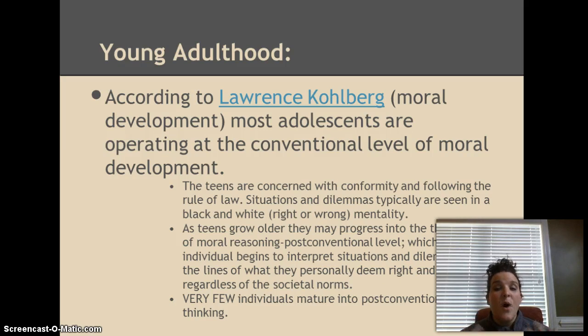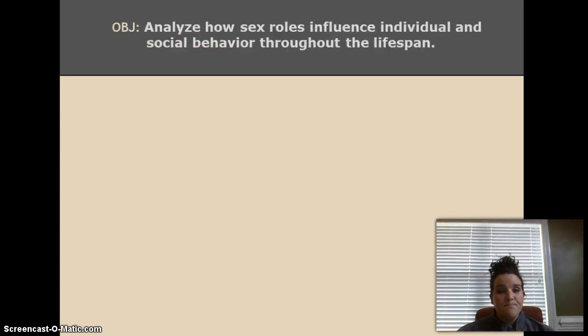And then as we grow older, you start to progress more into that third level, that post-conventional level, where you begin to interpret situations and dilemmas, and you think about, is this right or is it wrong, regardless of social norms. You step away from what's expected of you socially. I think it's important to remember that very few individuals ever mature into post-conventional thinking, even adults. Most of us get very concerned with, what does society say is right or wrong, and following those guidelines.